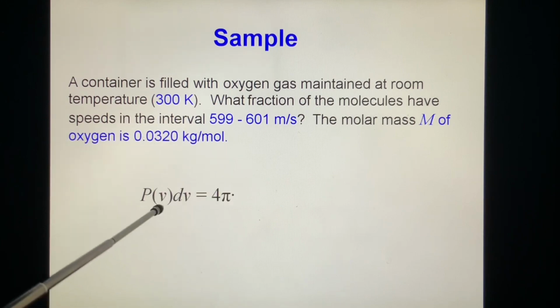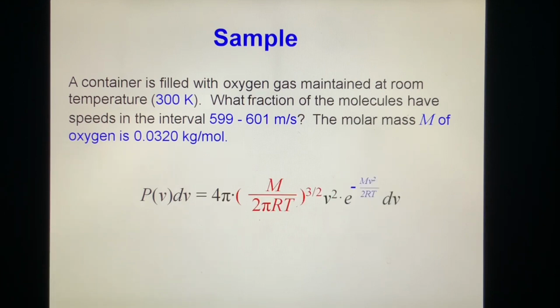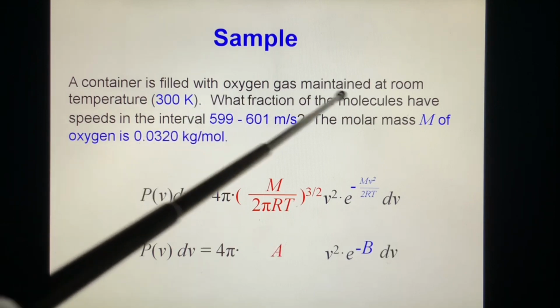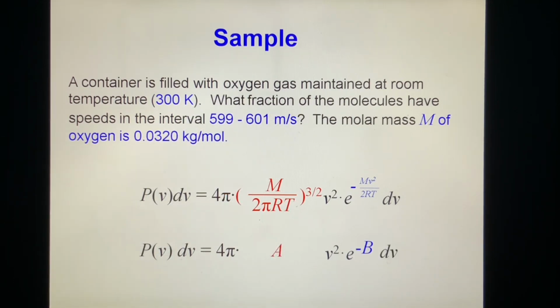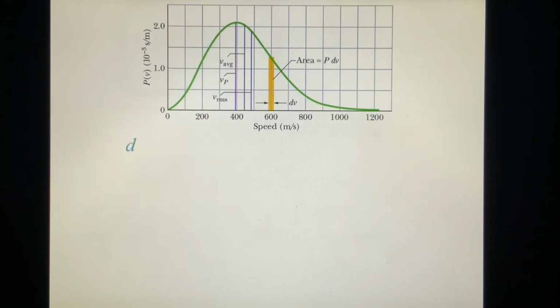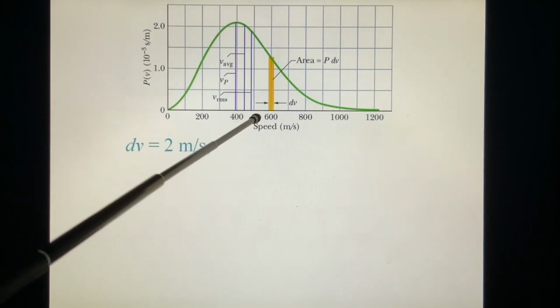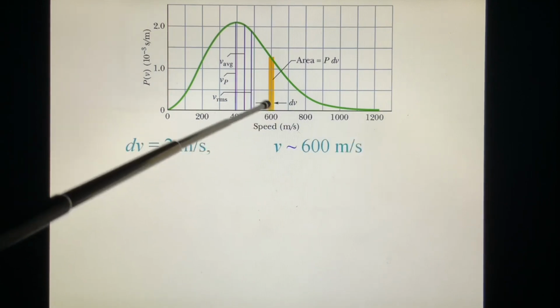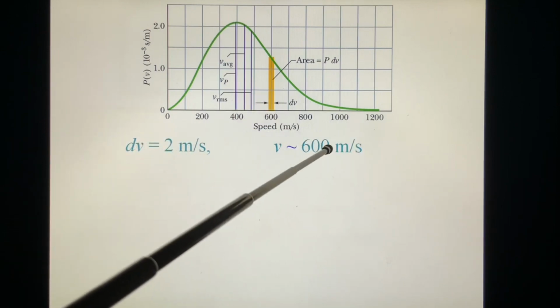Now, we use this one. We want to find this fraction, the percentage of molecules. What we do is set this: A equals (M over 2 pi RT) to the 3 over 2 power, and B equals minus M v squared over 2 RT. Now, dv in this case is 2 meters per second. It's given. And v is around 600, because the interval is 599 to 601.